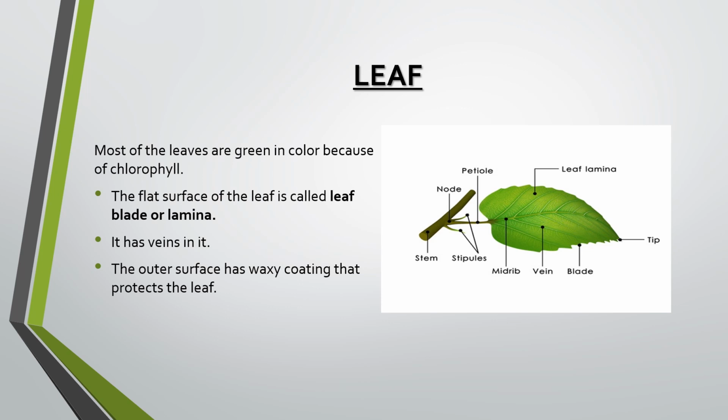The flat structure of the leaf is called leaf blade or leaf lamina. It has veins in it. The outer surface has a waxy coating that protects the leaf from water and other substances.